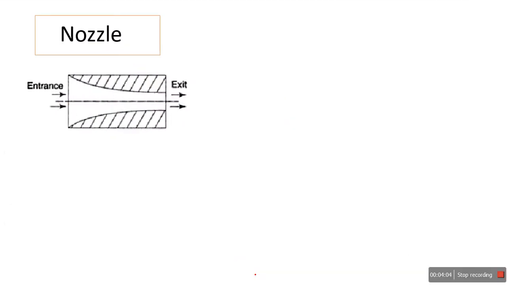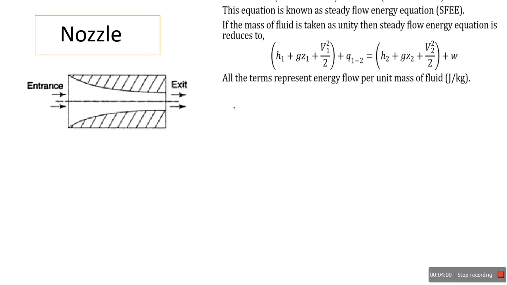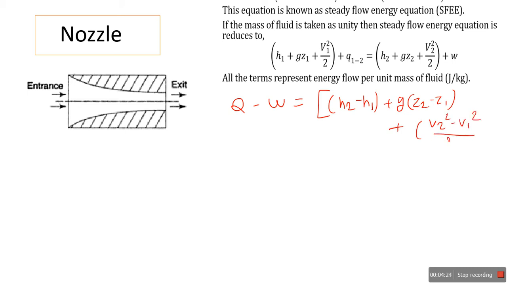Now we are going to apply the steady flow equation to the nozzle. First write down the steady flow equation. I again write Q minus W, and for unit mass the change in enthalpy, the change in potential energy and the change in kinetic energy. I write it every time so you can understand this equation. Now apply it to the nozzle. In the case of the nozzle, we assume isentropic flow.